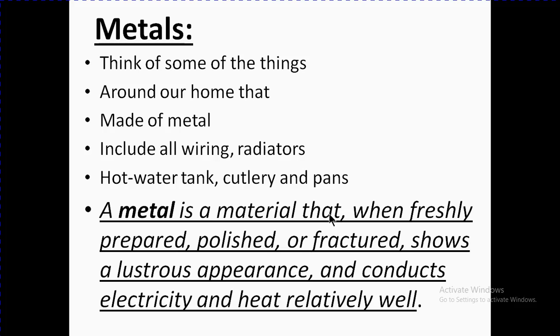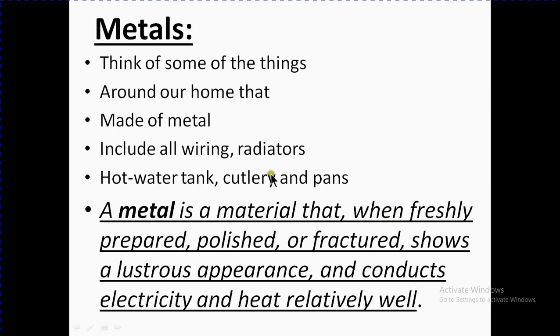Number one, metal. Think of some of the things around our home that are made of metals, including wiring, radiators, hot water tank, cutlery, and pans, and other things. You can see that the gate of your main house is also made of metal. Different types of knives and cutters, especially nail cutters, these kinds of things are made of metal.